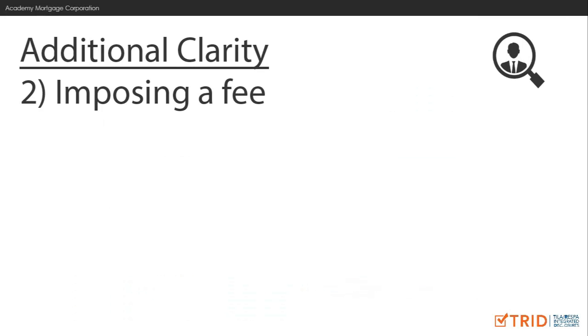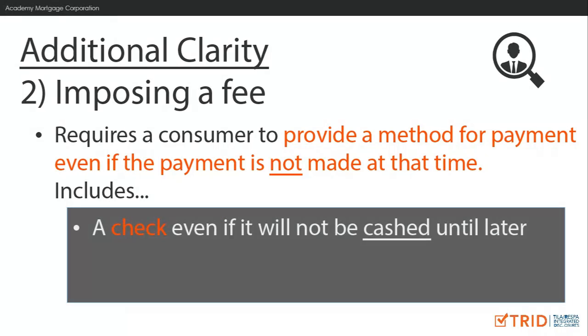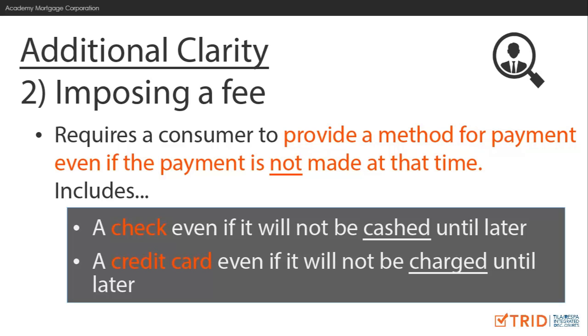Second, imposing a fee. A fee is considered imposed if the lender requires a consumer to provide a method for payment even if the payment is not made at that time. This would include requiring the consumer to provide one of the following prior to receiving the LE and/or indicating an intent to proceed. Requiring the consumer to provide a check even if the check is not to be cashed until later. Requiring the consumer to provide a credit card number even if the credit card will not be charged until later. These are both practices that are specifically prohibited.